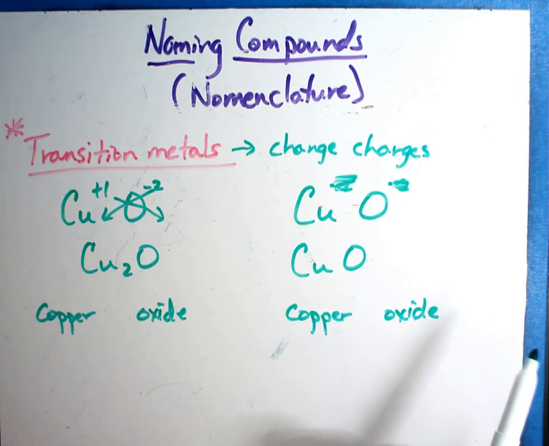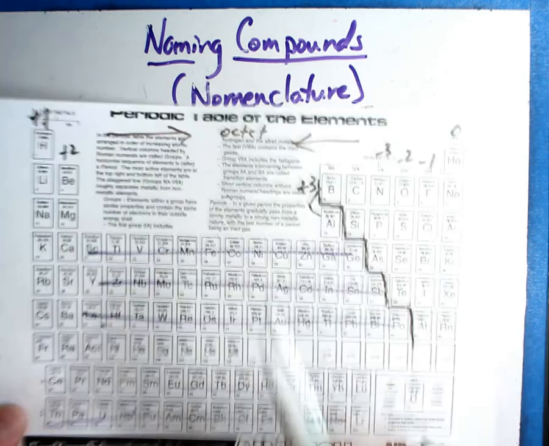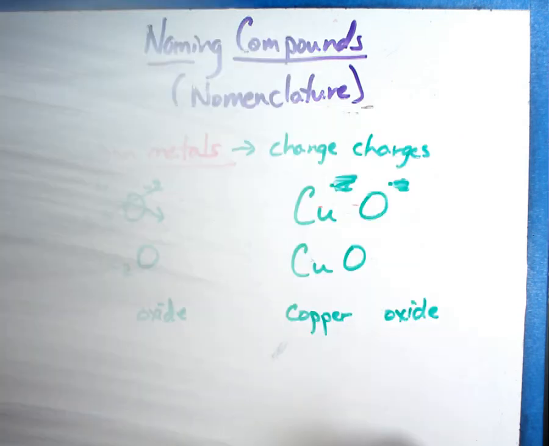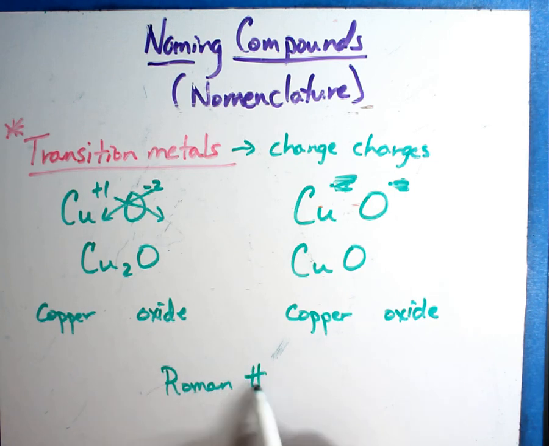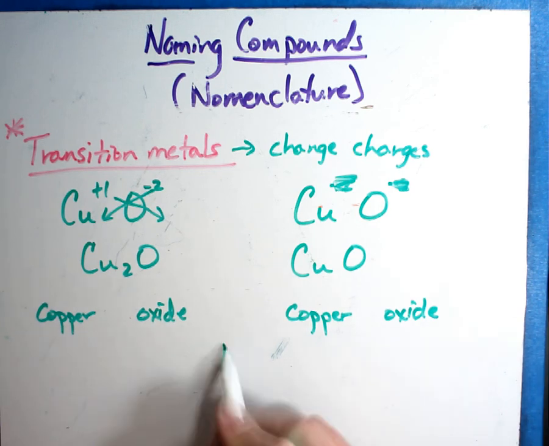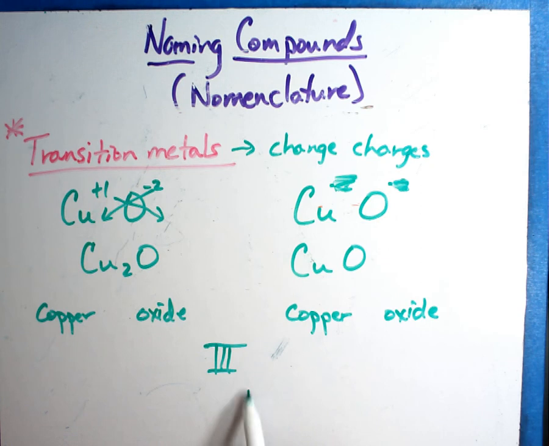So somebody who was real smart just said, well, you can't tell by looking at the periodic table what copper's charge is, so what we're going to do is we're just going to tell them in the name. And so they're going to use Roman numerals to help us. Okay, so you have to know your Roman numerals, so let me walk through that real quick. Roman numeral 1, 2, 3. Roman numeral 5 is this.